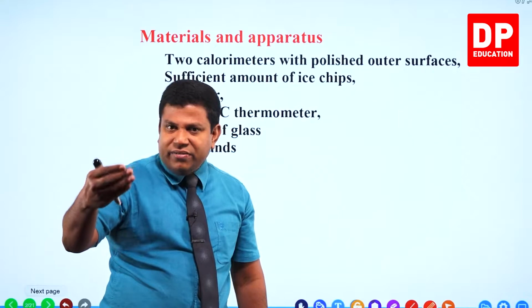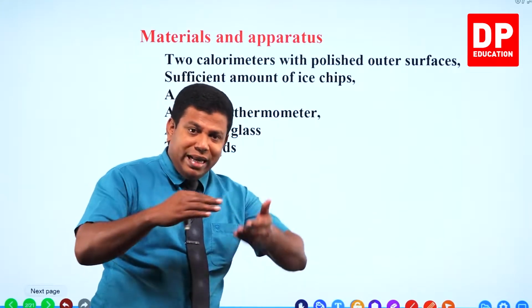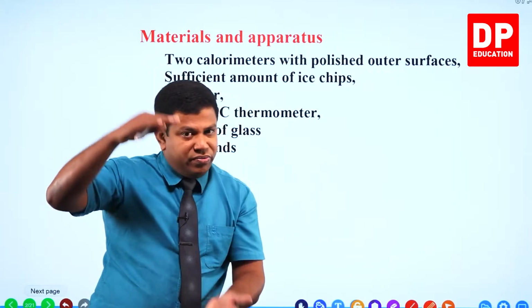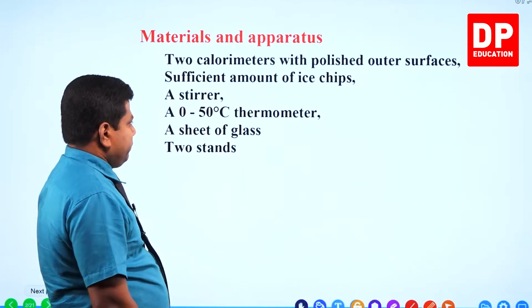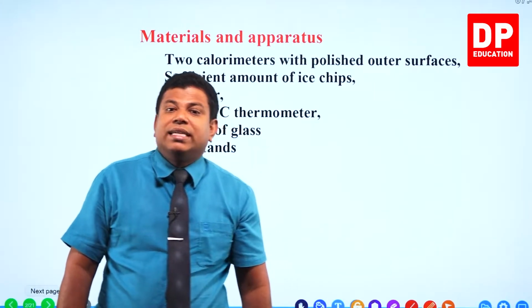If room temperature is 35, we won't go beyond 35. It's going to be below 35. Therefore, you don't need 0 to 100 thermometer. 0 to 50 is more than enough for you. A sheet of glass. What are we going to do with a sheet of glass here?